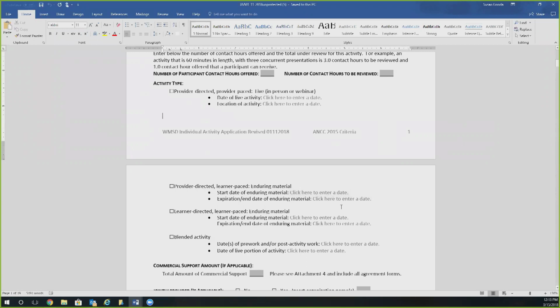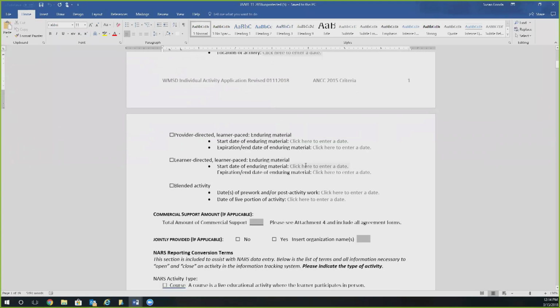We will approve your application once it meets all the standards for up to a 2-year period. So your enduring material will be good for a 2-year period. Your live activity will also be good for a 2-year period. So if you were to present that exact same event another day in the year or within 2 years, exactly the same without any or only minor modifications, it'll still qualify under here.